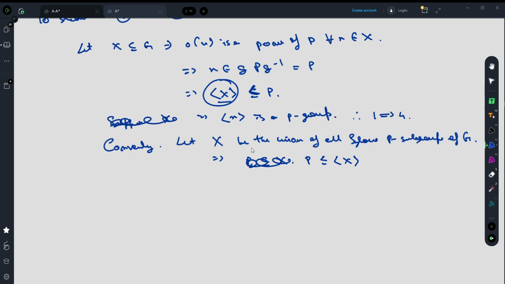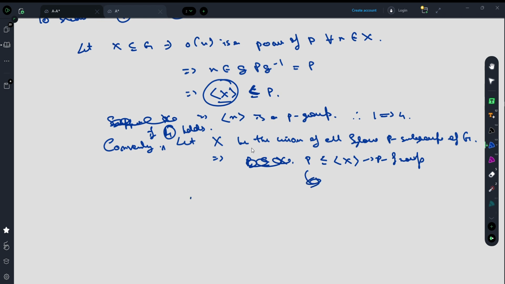So we are assuming 4 holds, right? We are assuming 4 holds for X. So if 4 holds, then the subgroup generated by X is a P group. So this is a P group, and we are assuming X to be the union of all Sylow P subgroups of G. Then P is contained in the subgroup generated by X. That's correct. Conversely, let me just specify that if 4 holds, right?